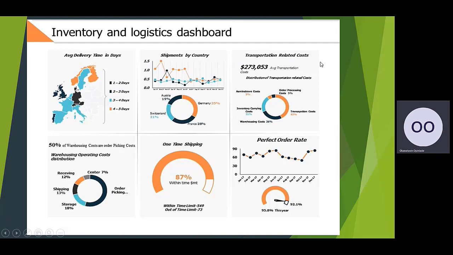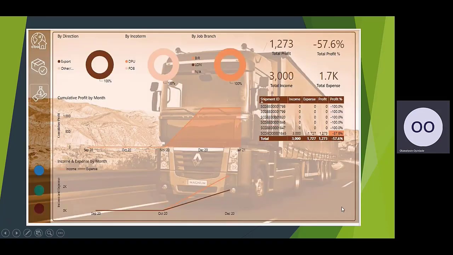Then looking at the cost, transportation related cost. The average transportation cost for this one is $273,053. So you can begin to see distribution of transportation related cost, admin costs, ordering process costs, inventory, and so many other costs that you can think of that is applicable to the data that you have. You can begin to bring them out with your analysis. Warehousing operation cost, receiving center, shipping, storage, other, and so many other things that can be done with it.